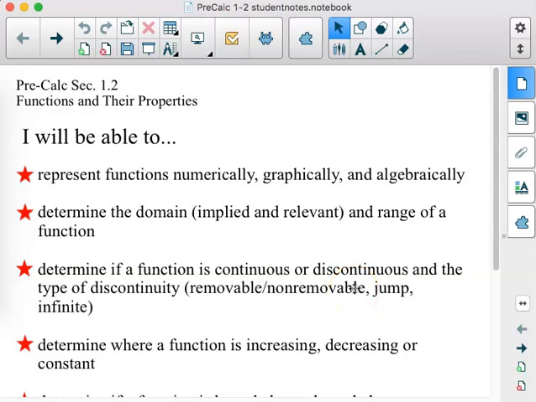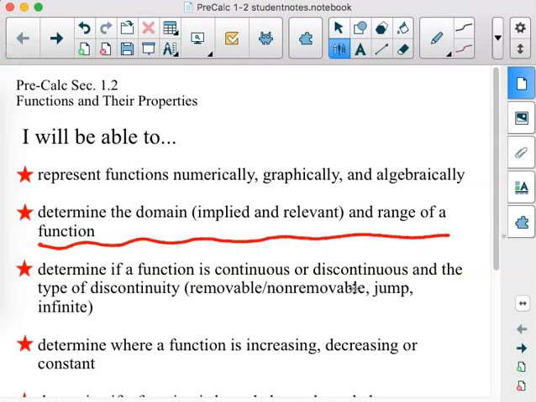We are on our second day of section 1-2, and yesterday's notes were long and had a lot to do with talking about the domain pieces. So we're down to about there in our list of objectives. We represent functions numerically, graphically, and algebraically all the time. And we determine the domain, implied and relevant, and the range of a function. Well, we're not done with range yet.